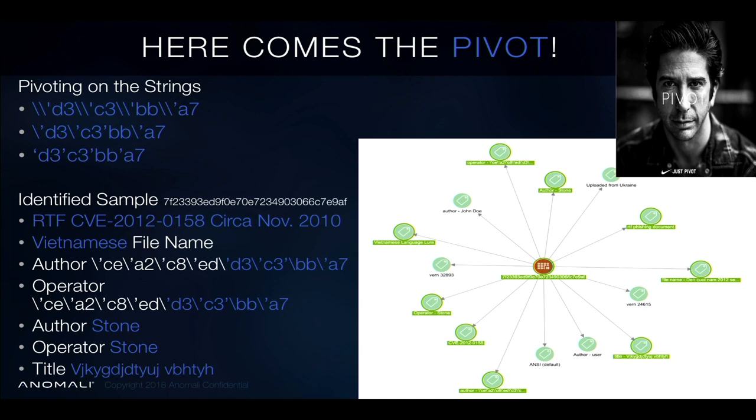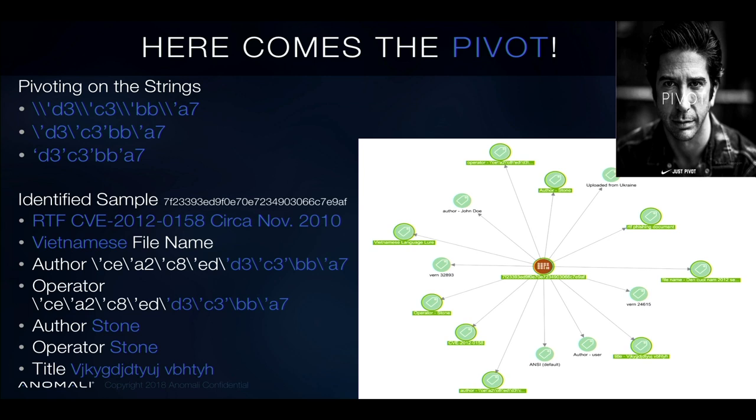Now that we've established a set of samples with that initial Schrodinger's\ metadata author and operator field, I wanted to see if we could take this further. Can I take the initial string and drop windows from it and just pivot on those three versions of the Schrodinger's\ string to find more activity? What I found was, yes, interestingly, I could.